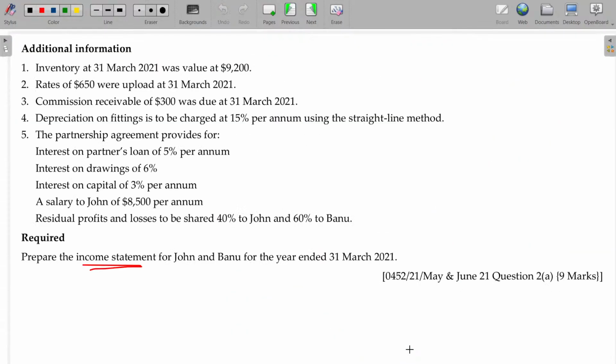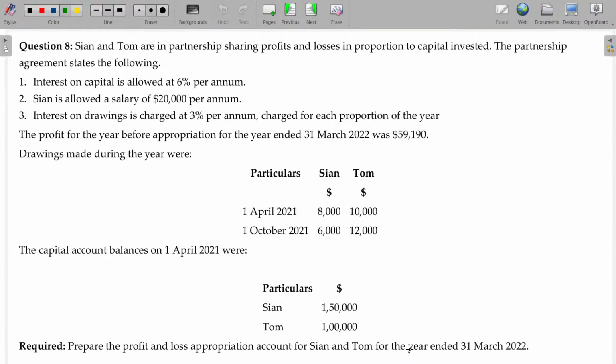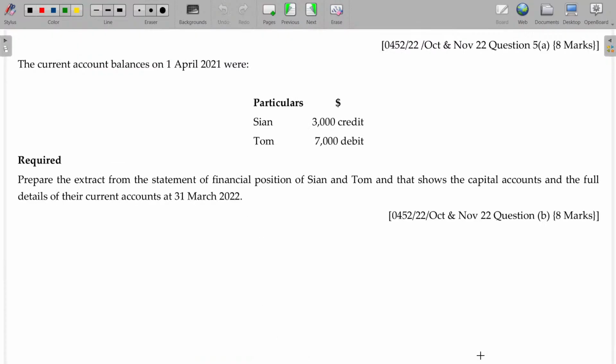In the next question, it's pretty different, where you have to prepare the appropriation account and then the balance sheet extract. Question number 8. Prepare the profit and loss appropriation account for Sian and Tom for the year ended, and the current accounts. Prepare an extract from the statement of financial position of Sian and Tom that shows capital accounts only, and the full details of their current accounts also shown here.